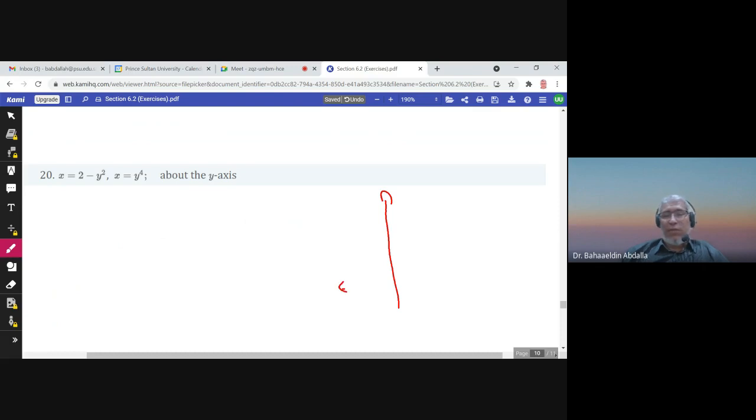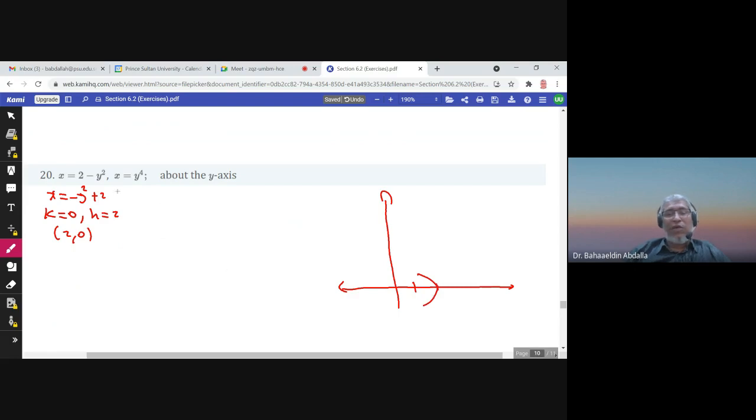X equals 2 minus y squared. Well, this is a parabola with k equals 0 and h equals 2. So the vertex is 2, 0. And it opens to the left. So 1, 2, and it opens to the left.